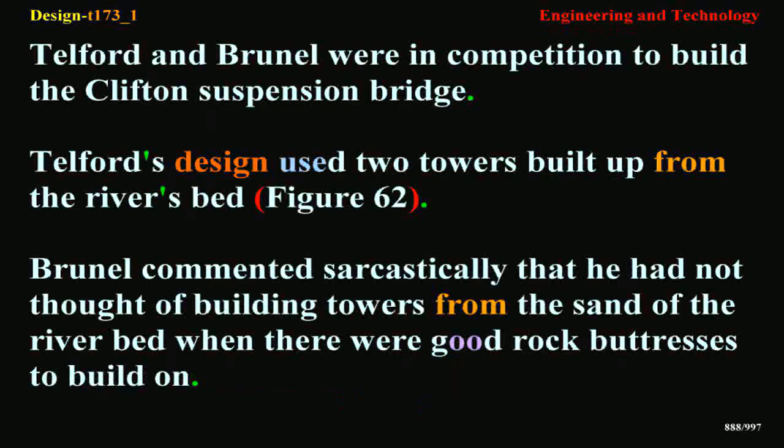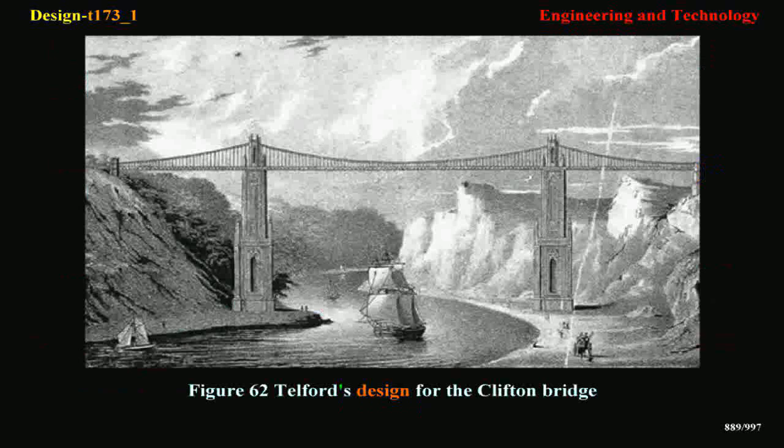1794-1868. Telford and Brunel were in competition to build the Clifton Suspension Bridge. Telford's design used two towers built up from the river's bed. Figure 62. Brunel commented sarcastically that he had not thought of building towers from the sand of the river bed when there were good rock buttresses to build on. Figure 62. Telford's design for the Clifton Bridge.